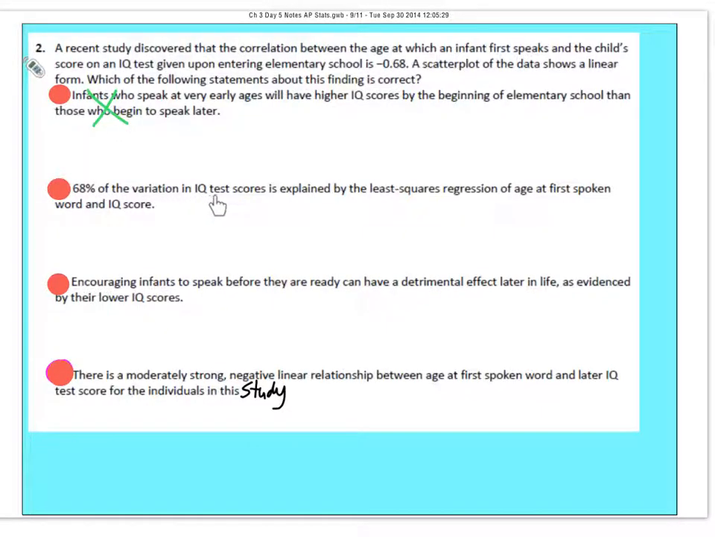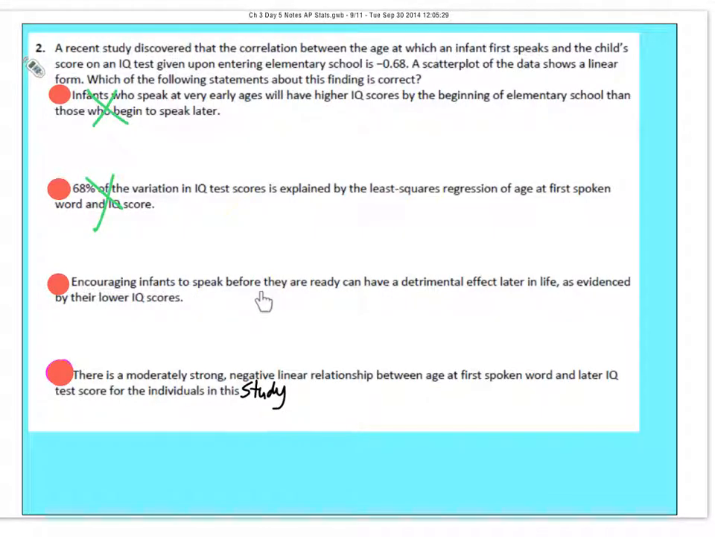68% of the variation in the IQ scores is explained by the least squares regression line of the age of the first spoken word and the IQ score. So this is the definition of R squared. This is R, so this is not correct. If we take this and square it, it is not 68, so I'm going to cross off this one.